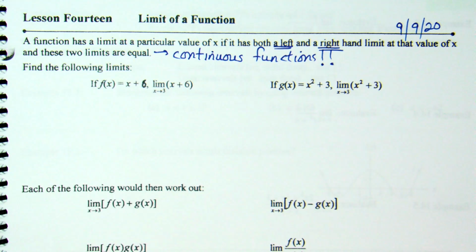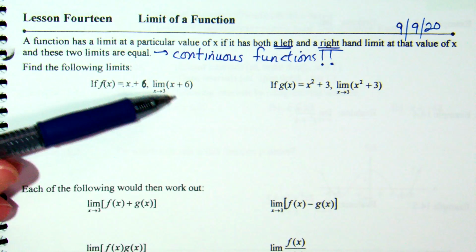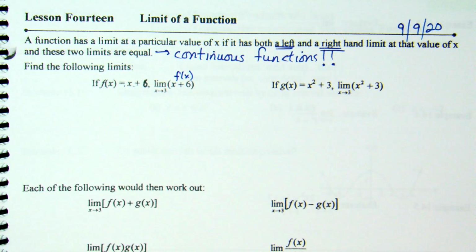Okay. So, if f of x equals x plus 6, we want the limit as x approaches 3 of x plus 6, which basically they defined f of x to be x plus 6, correct? Yeah. So this is really saying, what is the limit as x approaches 3 of f of x? We talked about how to do this, without a graph?